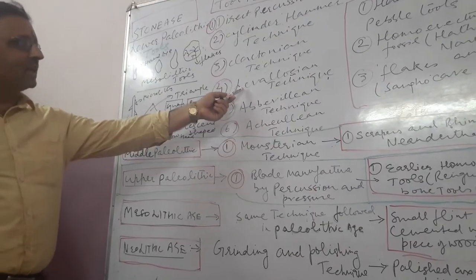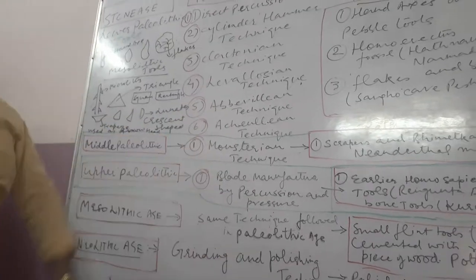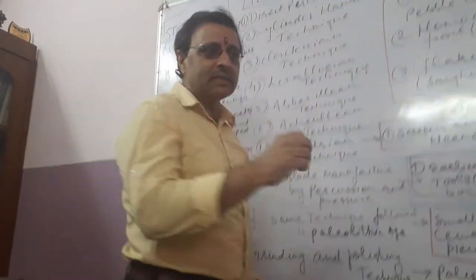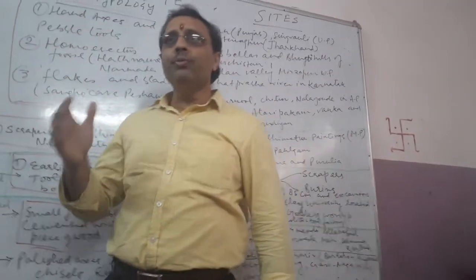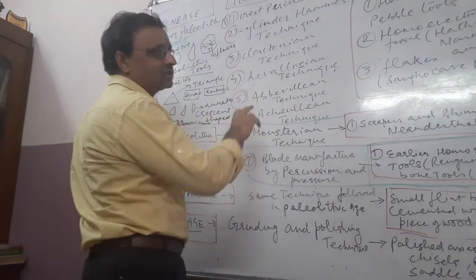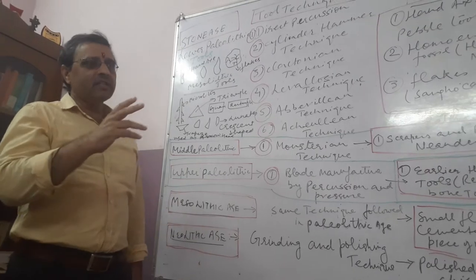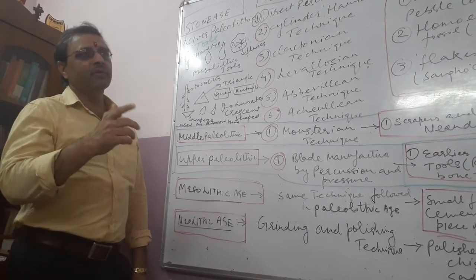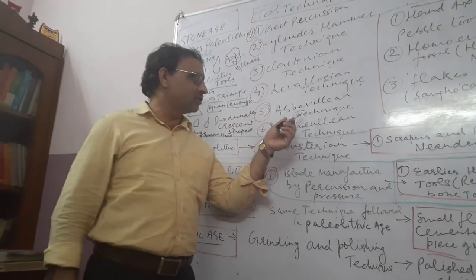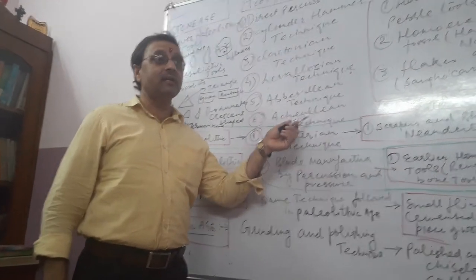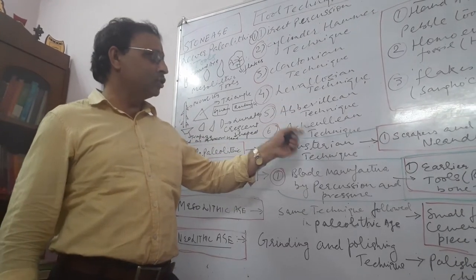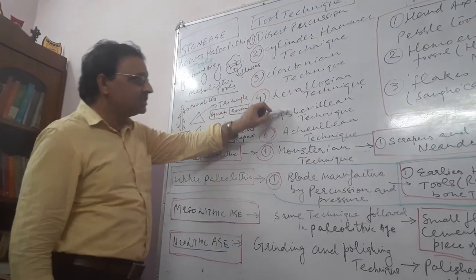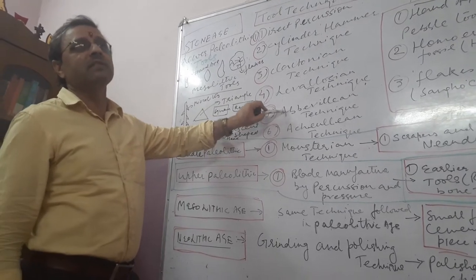What do these names stand for, Levalloisian, Abbevillian and Acheulian? Actually, these are the names of places. These are the names of sites in the African continent and in the European continent. Particularly these three are in France, and around 8000 BC we get the evidence of the Abbevillian and Acheulian techniques. During that time in India also, we have examples of these techniques. So these are just the names of sites, names of places.